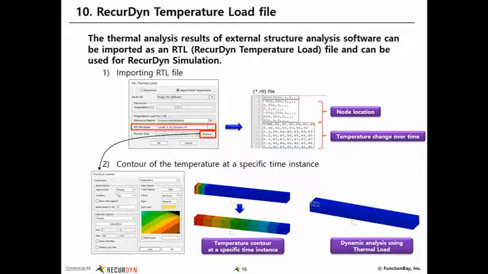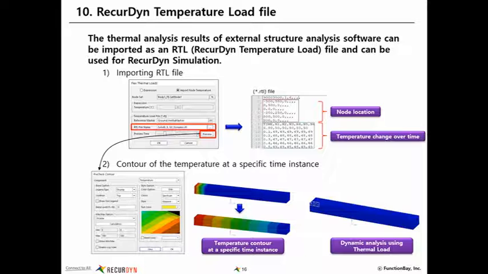The RecurDyn temperature load file. This is something that would be performed in external structure analysis software, and from that software you'd come up with this RTL file, the RecurDyn temperature load file, which is a CSV file format that you can now import into RecurDyn to use in your simulation. So this is something that's exported from another software and then imported into RecurDyn.